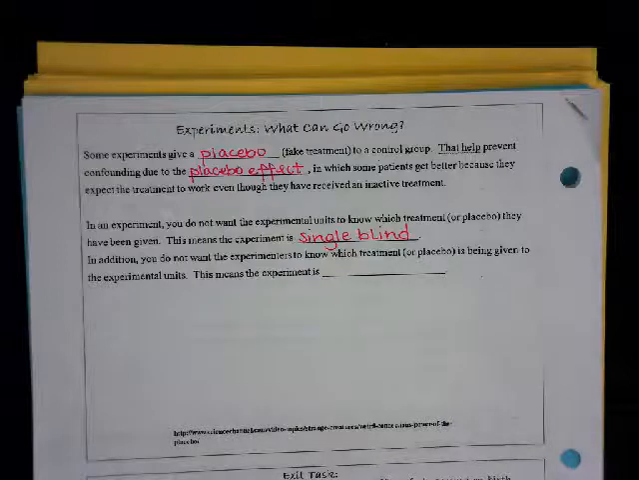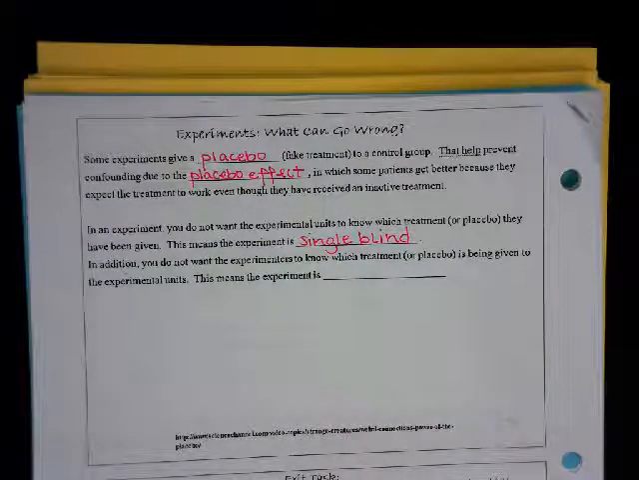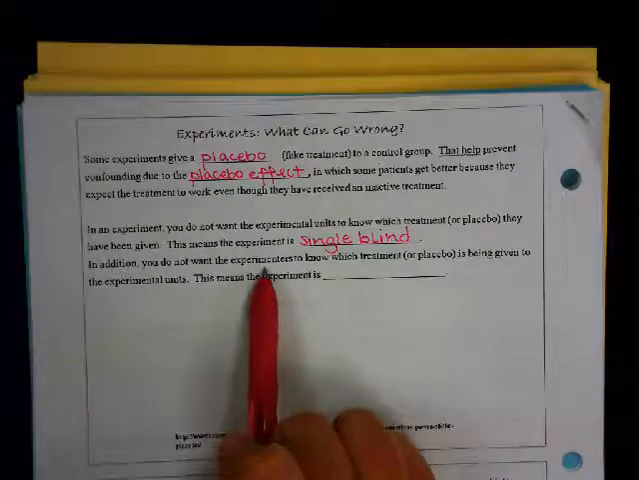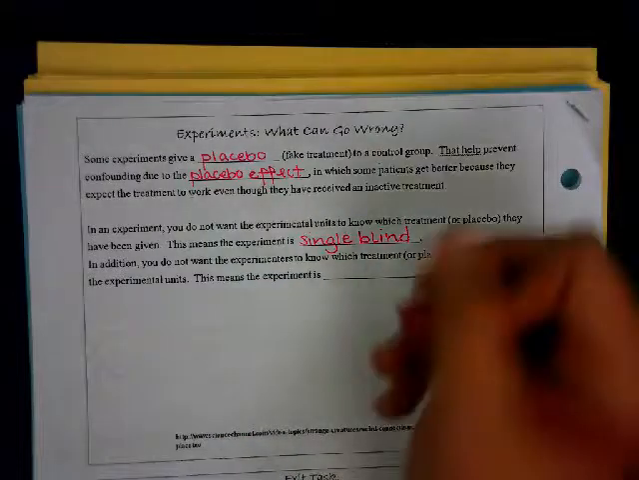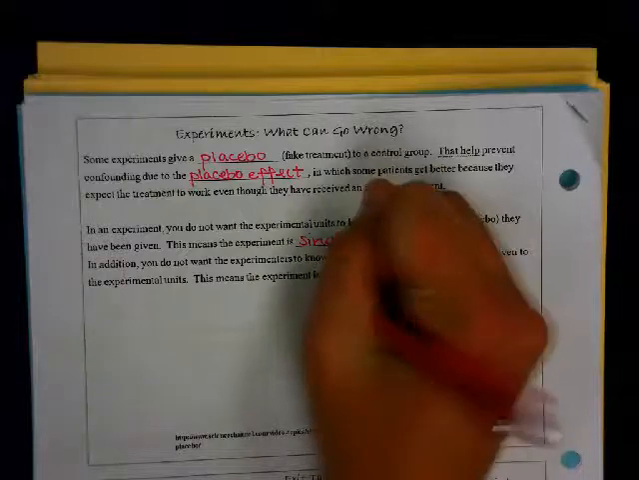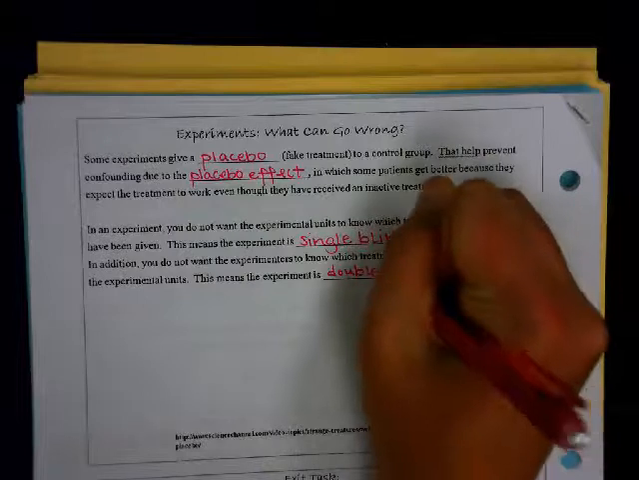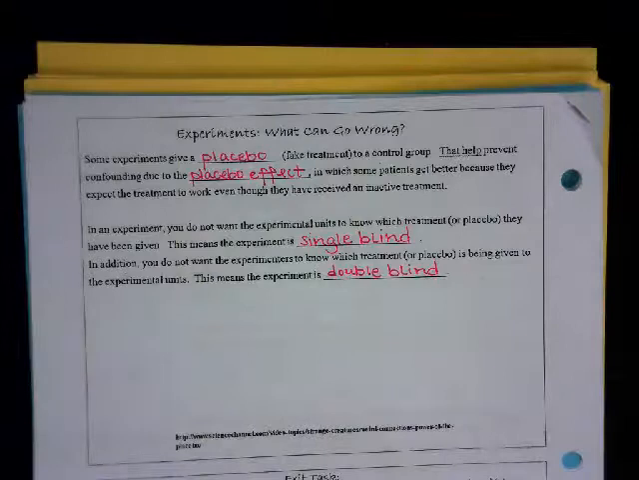When they create the experiment so that the people running the experiment, the experimenters, don't know which treatment is being given to the experimental units, that's called double blind. Double blind obviously is better than single blind, but single blind is better than having the subjects know which treatment they're getting. It's not always feasible to make an experiment double blind, but if you can, it's better.